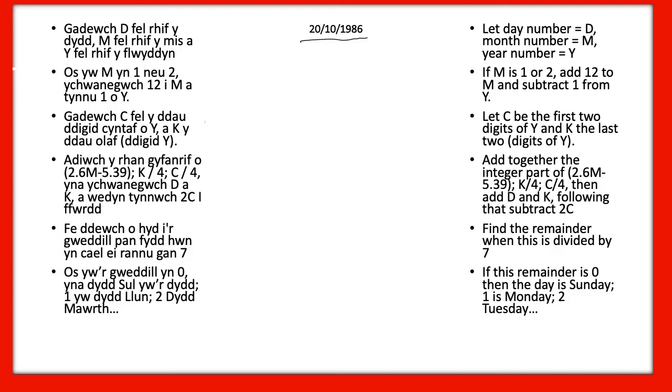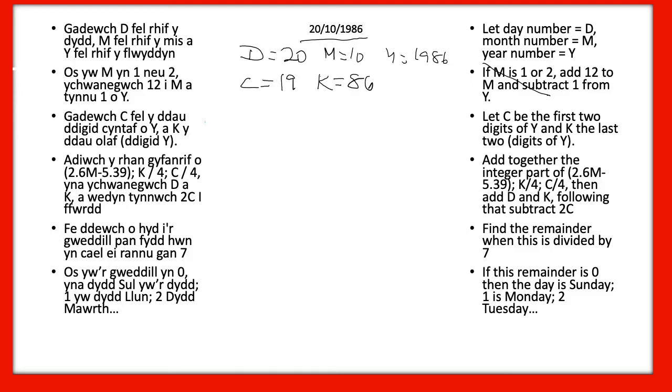So I know well what day it is, but I'm going to use it to show how to work Zeller's algorithm. So what I've got in this particular case is that D is 20, M is 10, and Y is 1986. And so M is not 1 or 2 in this particular case, so I can ignore that particular thing. So C is going to be the first 2 digits of the year, 19, and K is going to be 86.